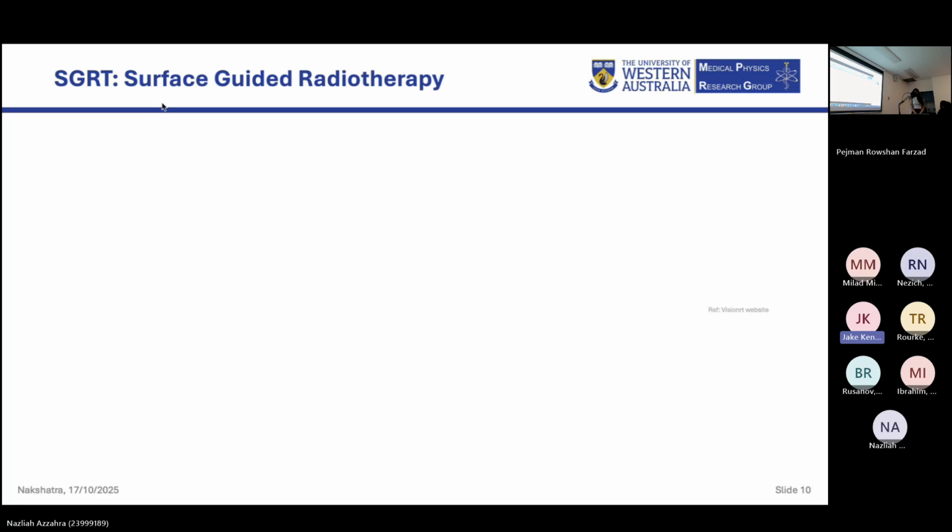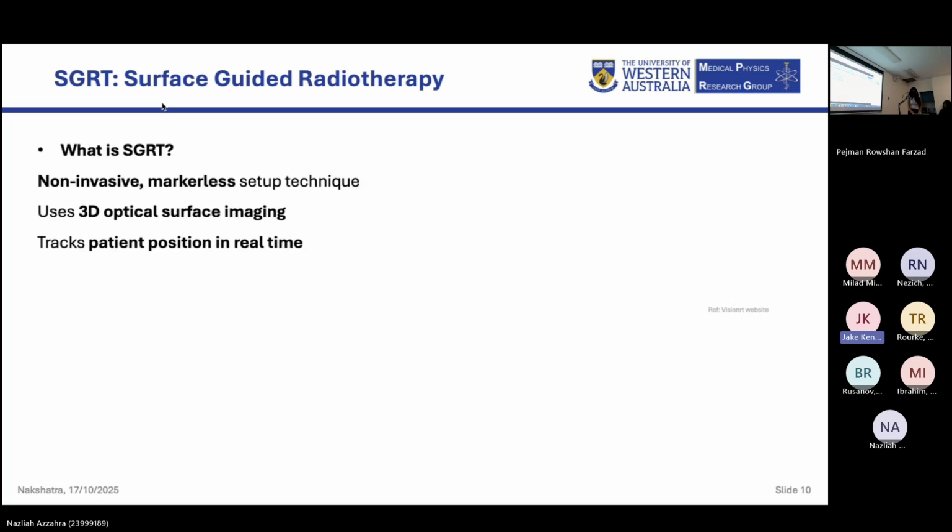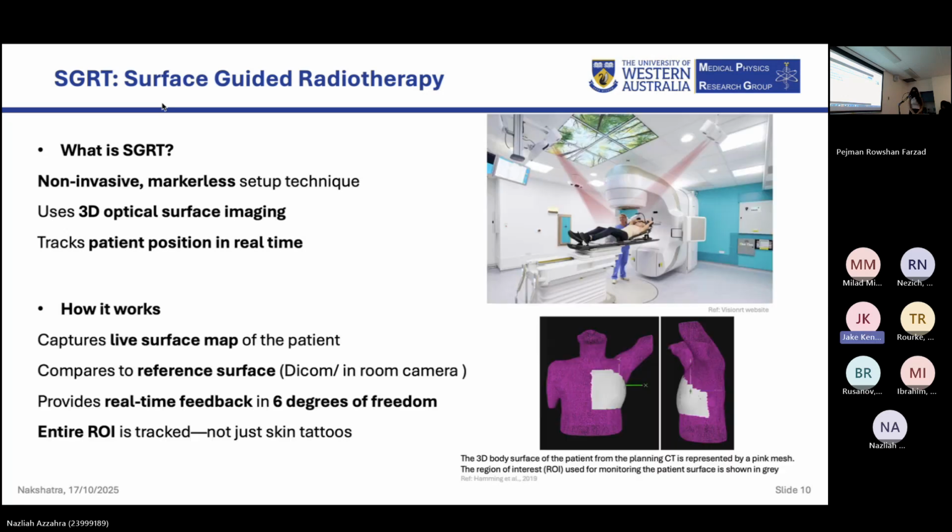Surface-Guided Radiotherapy, or SGRT, is a non-invasive technique which uses 3D optical surface imaging to track the patient's position. The system captures a live surface map of the patient and then compares it to a reference surface. The reference surface can be generated from the CT in DICOM form or from in-room cameras. And it provides real-time feedback in 6 degrees of freedom. So basically, the entire region of interest is considered, and not just the tattoos.